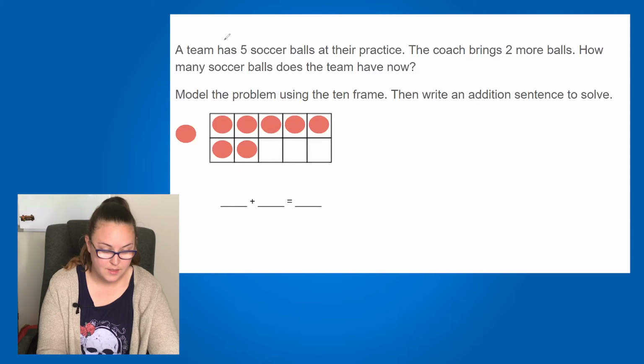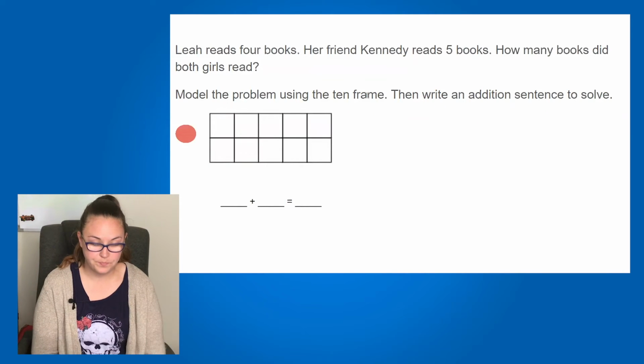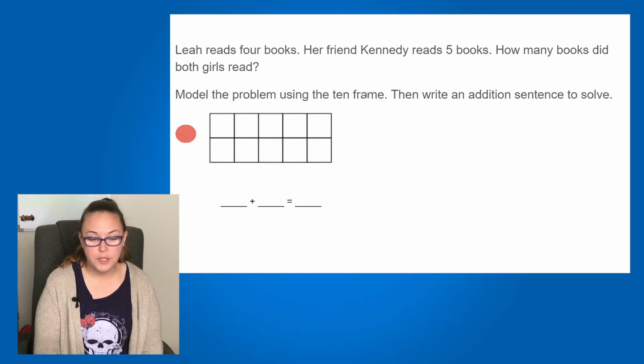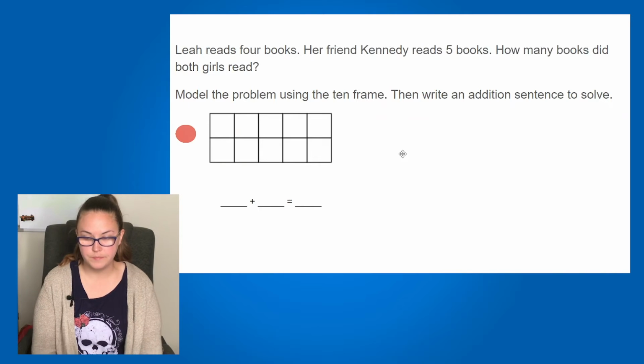All right. So here's our second problem that we're going to do together today. We're going to read the whole problem first. Leah reads 4 books. Her friend Kennedy reads 5 books. How many books did both girls read? Model the problem using the 10 frame, then write an addition sentence to solve.